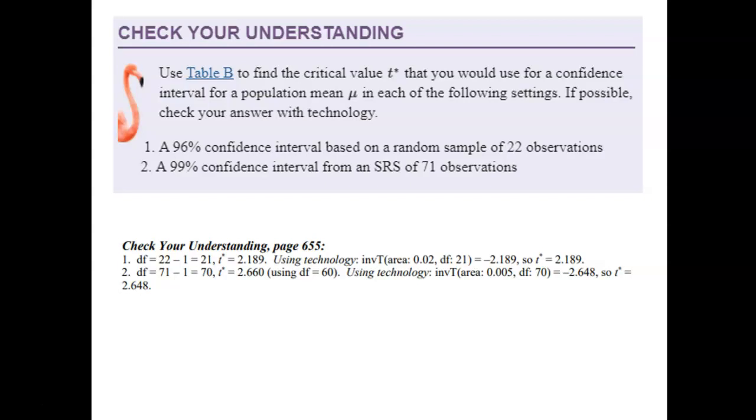Now, if we do that same problem using technology, using an inverse T distribution, 2% with degrees of freedom of 21, and what do you know, we get 2.189. Remember that lower tail T star value is going to show up negative because it's a critical value off the left side of your curve. So think of it like an absolute value problem. Negative 2.189 is equidistant from the mean to the positive 2.189, so it's an absolute value question.